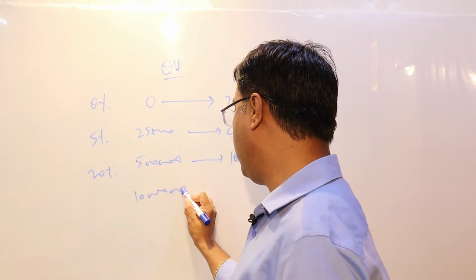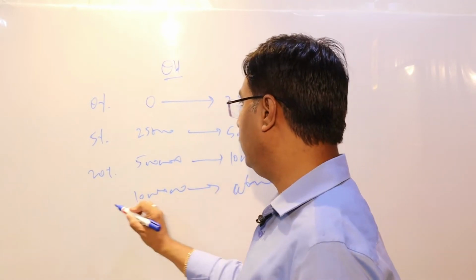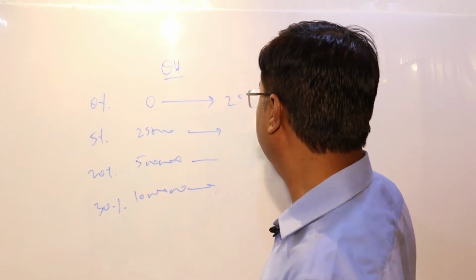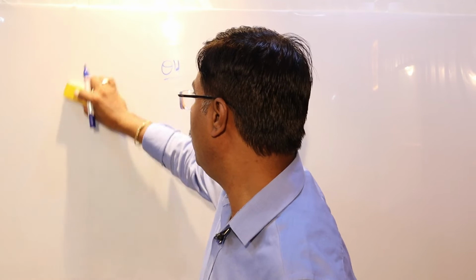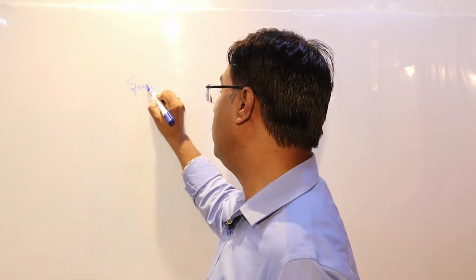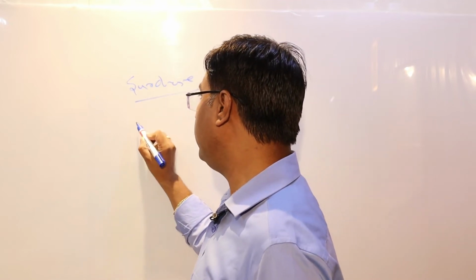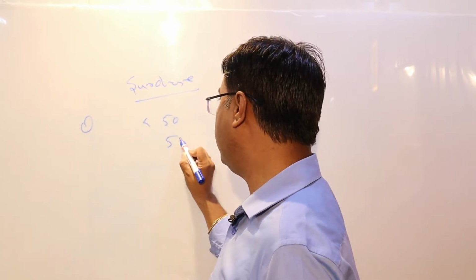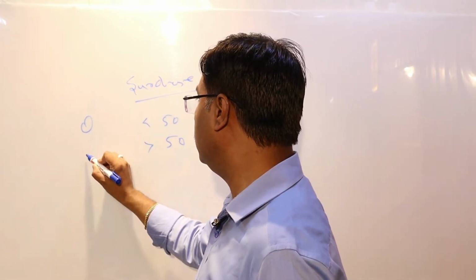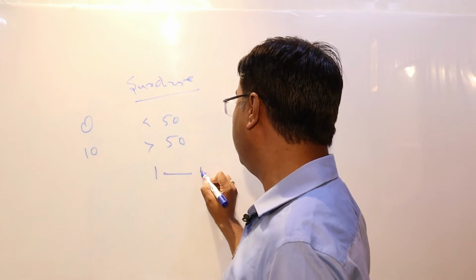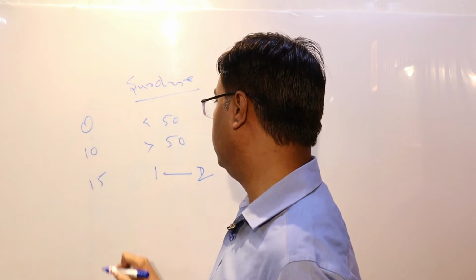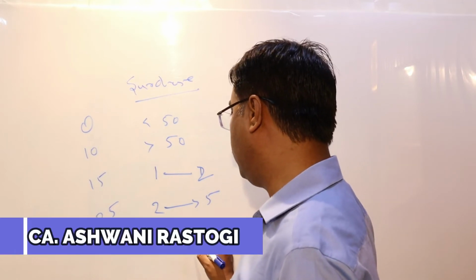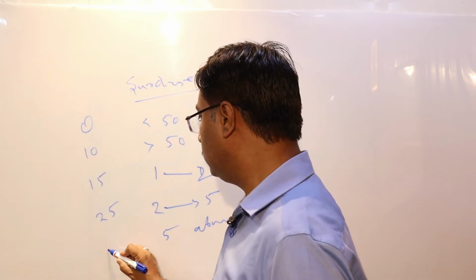After that, for 10 lakh and above, the tax rate is 30%. So this is the scenario for the old regime. This is the basic tax rate: 5%, 20% and 30%. Over and above, there is surcharge. Surcharge is applicable if your income is less than 50 lakh, then surcharge is 0. If your income is greater than 50 lakh, then surcharge is 10%. If your income falls between 1 to 2 crore, then surcharge is 15%. For 2 to 5 crore, surcharge is 25%. If your income is more than 5 crore, then surcharge is 37%.